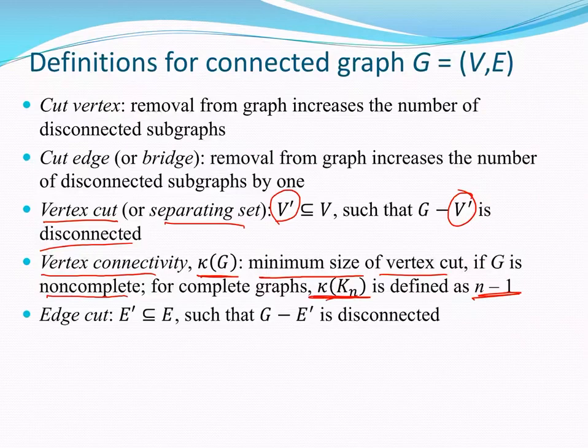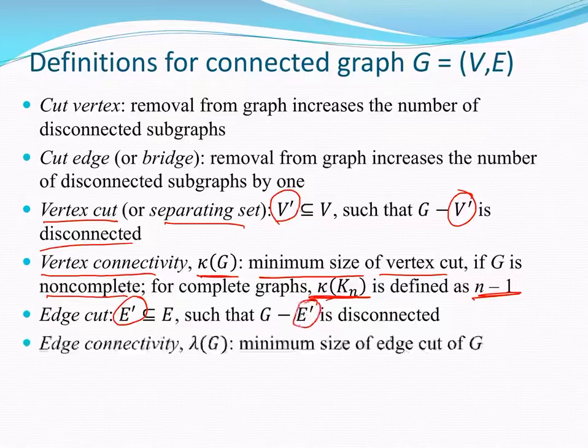An edge cut is a subset of the edge set such that G minus the edge cut is disconnected. If you have a cut edge, that itself is an edge cut, but if your graph doesn't have a cut edge, you can find enough edges to disconnect the graph, increasing its number of disconnected components. And the edge connectivity is similar to kappa of G. Lambda of G is the minimum size of an edge cut of G.